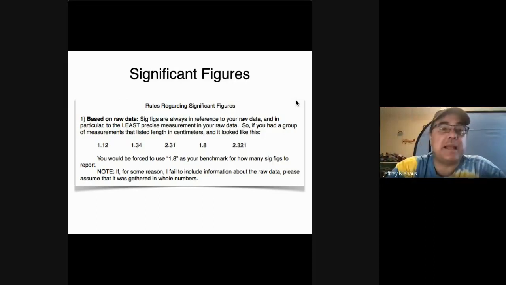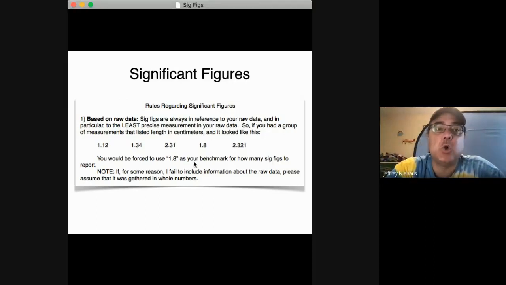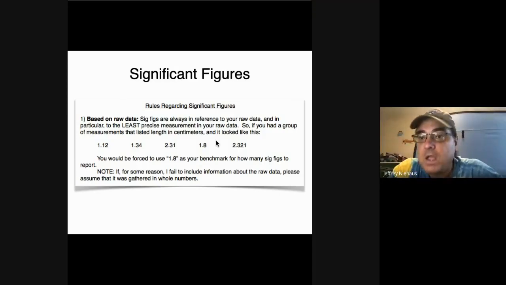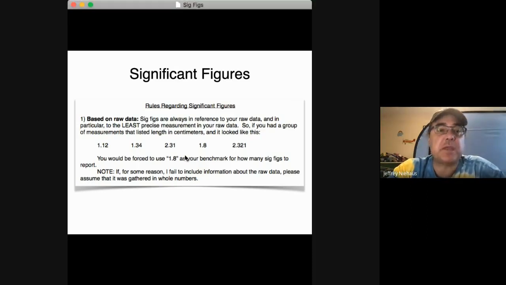There's still going to be a doubt by virtue of the fact that this could have been anything between 1.75 and 1.84. So the least precise measurement in your raw data is the limiting factor for how much precision you can claim at the end of the day. All right, so your benchmark here is going to be that 1.8.